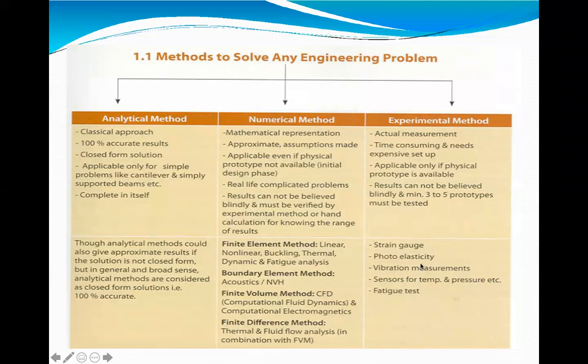We'll be measuring different strains from the strain gauges. Then we can measure strains from photoelasticity. Then we might have to measure the vibrations as well from vibration testing. Then we can have sensors for measurement of temperature, and we can also measure from some equipment like pressure. We can also do fatigue testing to check what the life is under the fatigue loading condition. So these are the 3 methods with which we can solve any engineering problem.